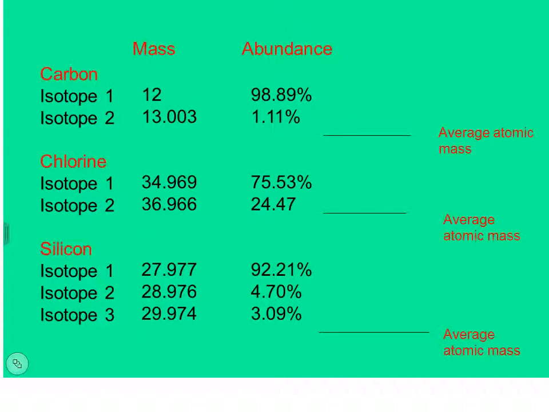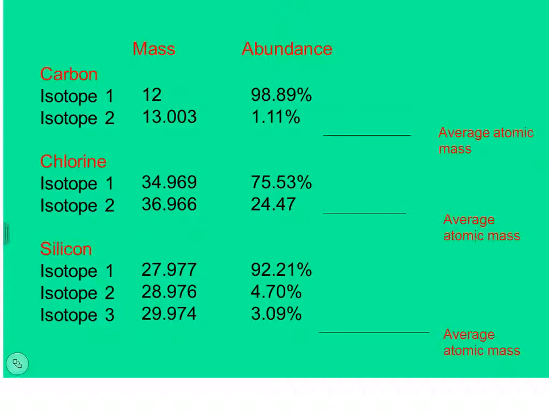Carbon 12, that is in abundance 98.89%, so that's most of the carbon in the world. And the second isotope has a mass of 13.003, and its abundance is only 1.11%. So we're calculating that red number on the periodic table that's underneath each element in a square on the periodic table. Average atomic mass. Now remember, if it's average atomic mass, that doesn't mean any isotope could actually have that mass. We're taking the weighted average of the naturally occurring isotopes, and calculating their average atomic mass.